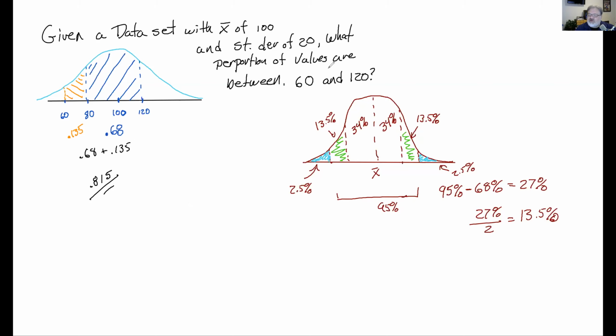So what proportion of the values are between 60 and 120? A proportion of 0.815, or if you prefer, 81.5%. Again, if you're asked for a proportion, we should really answer in proportion form, but if it helps you think about it in percentage, because we're more accustomed to that, that's fine too.